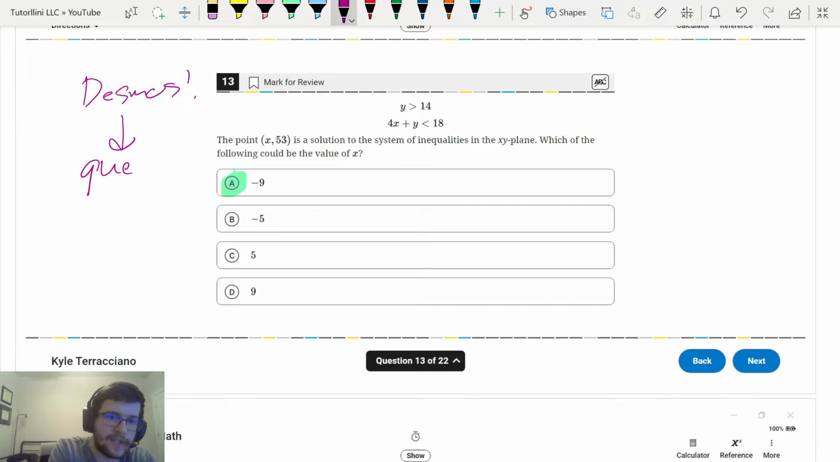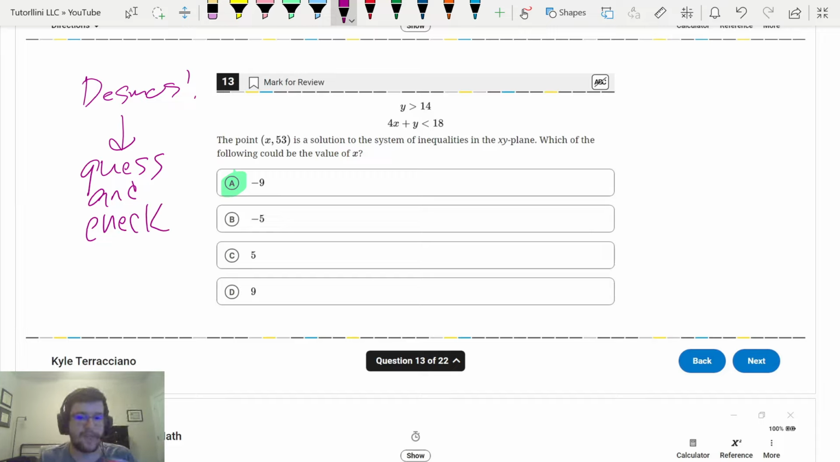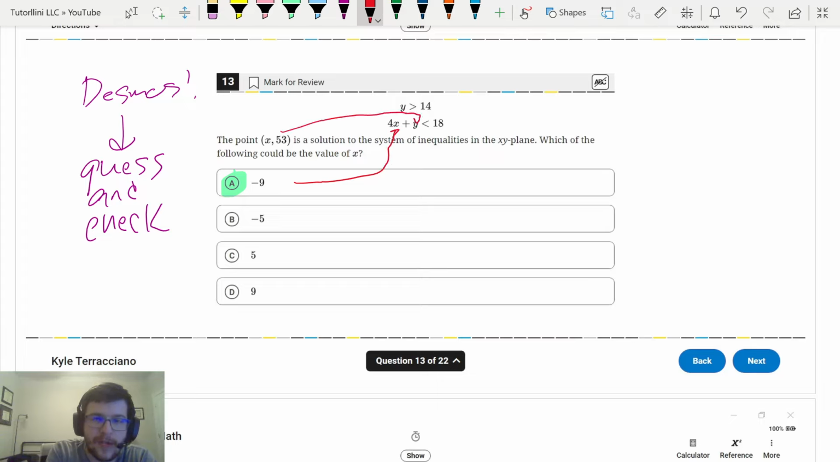I think for a lot of these systems of inequalities questions, that's the easiest thing to do, because checking it pictorially is much easier to me than doing the arithmetic. If you were going to check it using the arithmetic, you would basically have to plug all of these values along with 53 into this bottom inequality and see if it's correct. So 4 times negative 9 plus 53, etc.